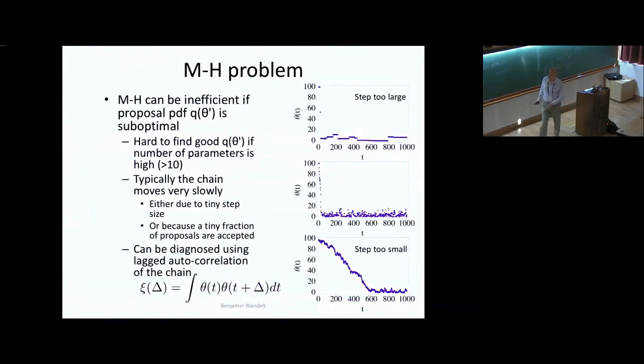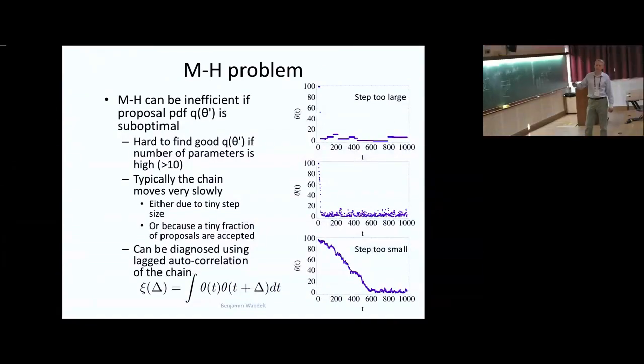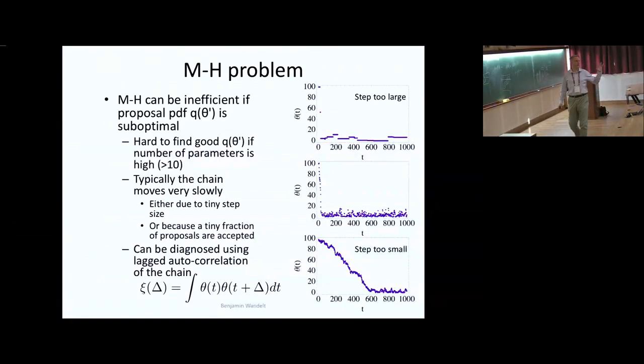So the difficulty that you encounter when you do this in practice is that it can be inefficient if this proposal Q is suboptimal. The whole art of doing Markov chain Monte Carlo is to find good proposals that give you a large chance of accepting the proposed point, but also get you around the space in an efficient way, so that you don't just explore some tiny region and miss the fact that there's a large region of high probability density somewhere.